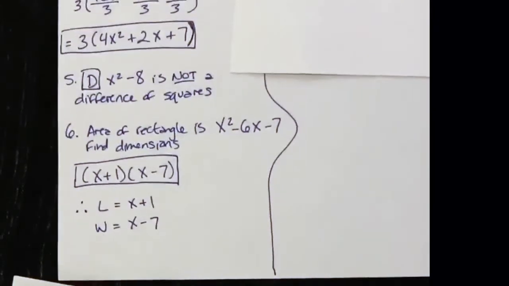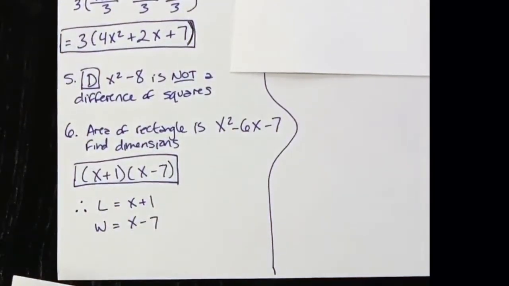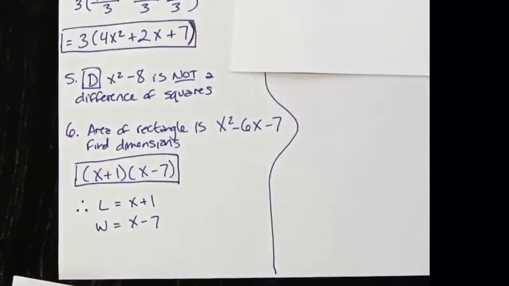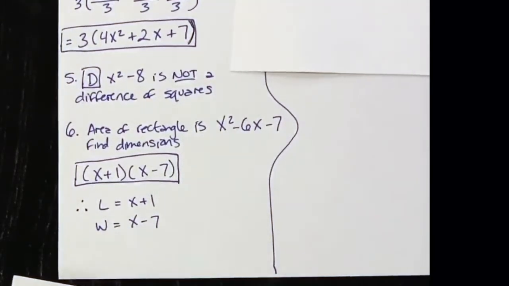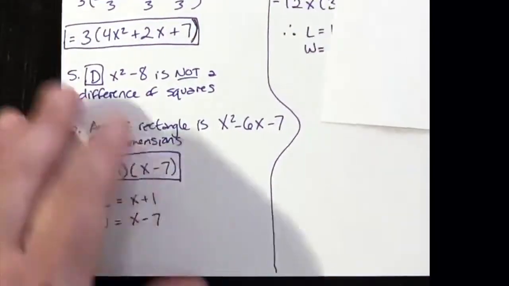And then I just took this one step further because it asked for the dimensions. So one of them is the length and one of them is the width. So I said L equals x plus 1, W equals x minus 7. All right, that's the first side of that page. Let's do the next side.